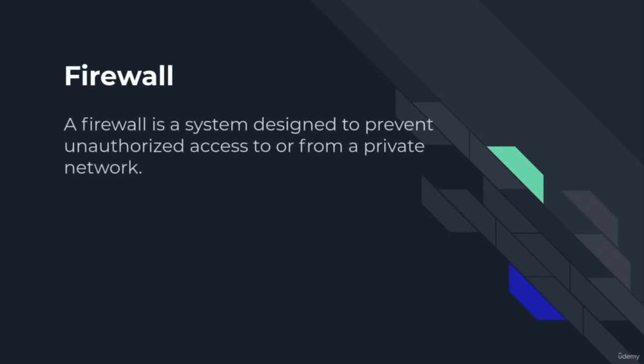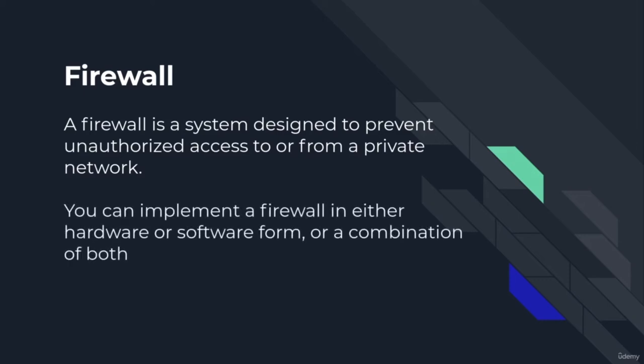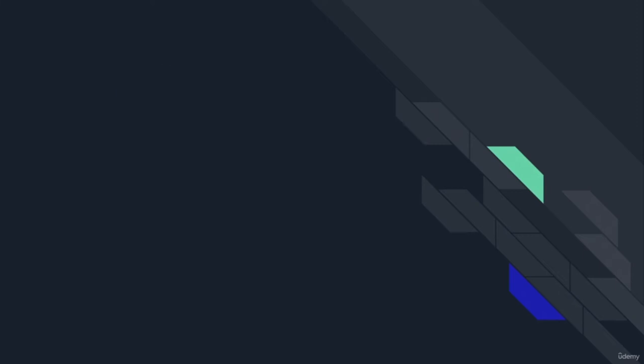Firewall. A firewall is a system designed to prevent unauthorized access to or from a private network. You can implement a firewall in either hardware or software form, or a combination of both.